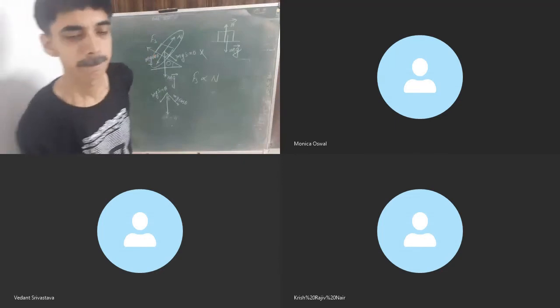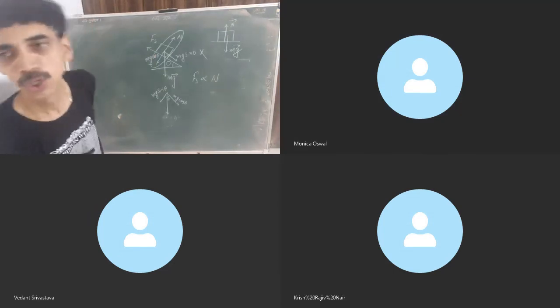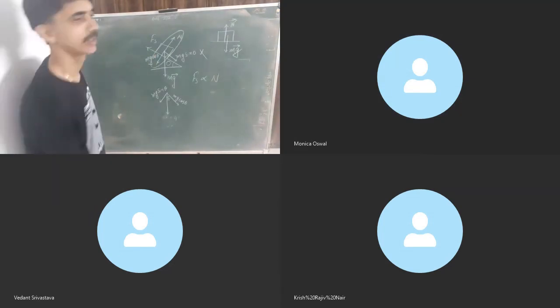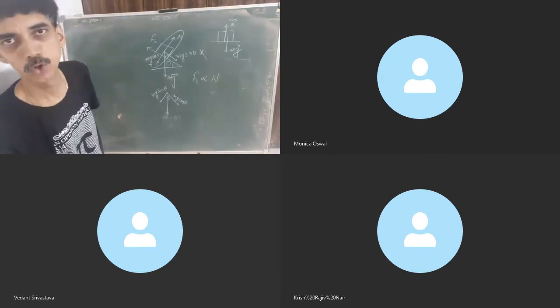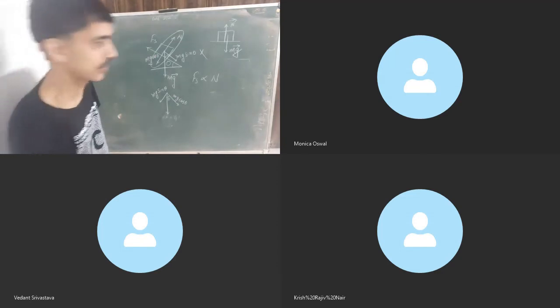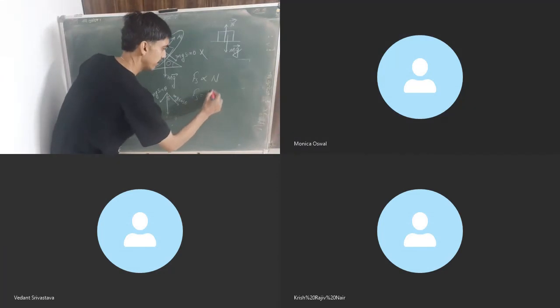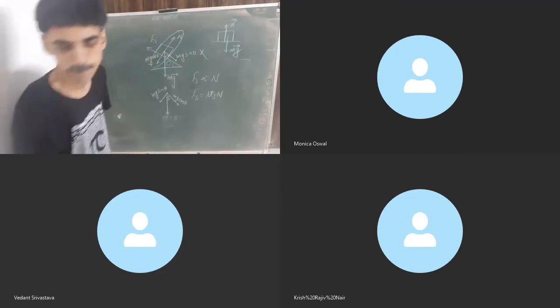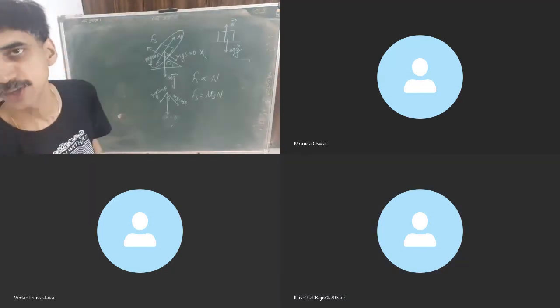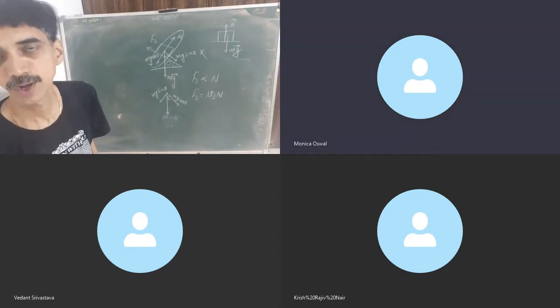Static force of friction is directly proportional to the normal existing between the surfaces in contact. So if we remove the sign of proportionality here, then we place a constant of proportionality, and this constant of proportionality is called the coefficient of static friction. Is it okay? Yes, sir. This constant of proportionality is called the coefficient of static friction. Okay.